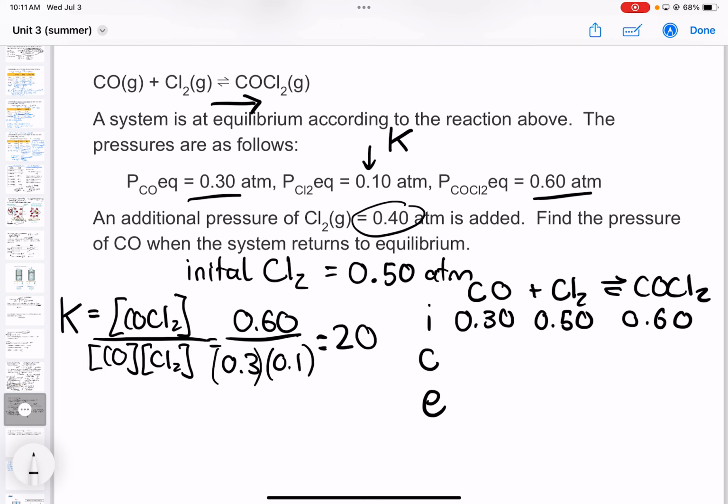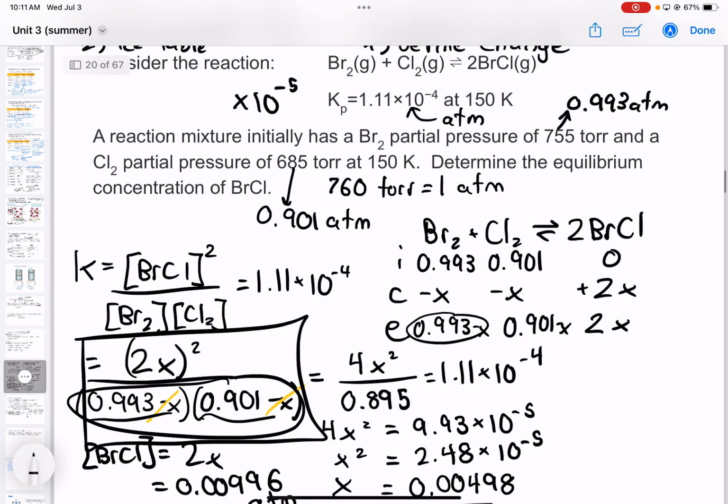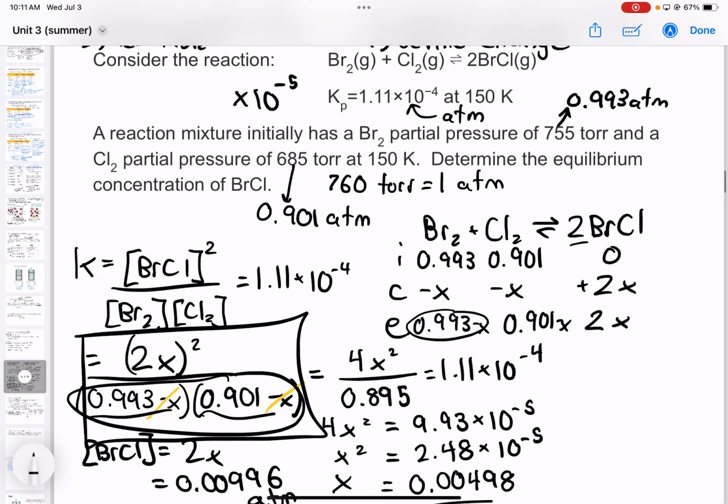So then the change will always be minus x, then 2x. No, because it incorporates the coefficients here. So since these are 1, this is just minus x plus x. Okay. Yeah. So on this previous one, it was plus 2x because of the 2 coefficient. Yep.